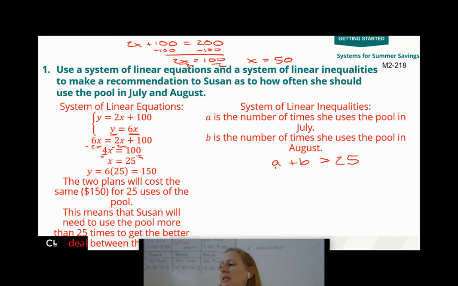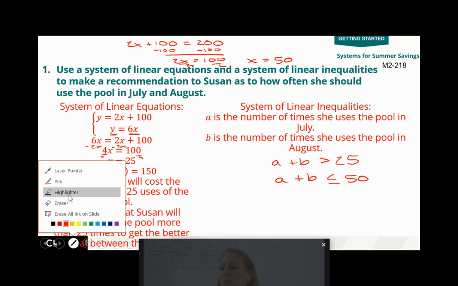So I'm also going to say, yes, A plus B should be more than 25. She needs to go more than 25 times. But A plus B also has to be less than or equal to 50. Because if she goes more than 50 times, she's going to go over her budget of $200. Yeah, hang on. I'm going to erase all this stuff. I'm going to clean that up.